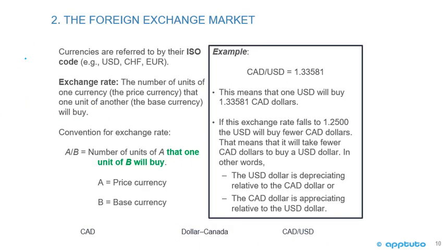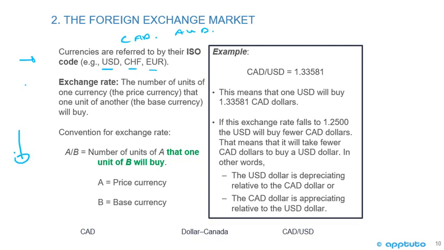Okay, not a lot new on this slide. We're just going to reinforce some key points. So currencies are referred to by their ISO code. So you can see currencies have a 3-letter code: US dollar, CHF, Swiss franc, that's Confederation Helvetia, Euro, the CAD, we've seen that, Aussie dollar, AUD, etc. So that's number 1. Number 2, the exchange rate is the number of units of one currency, the price currency, that one unit of another, the base currency, will buy.